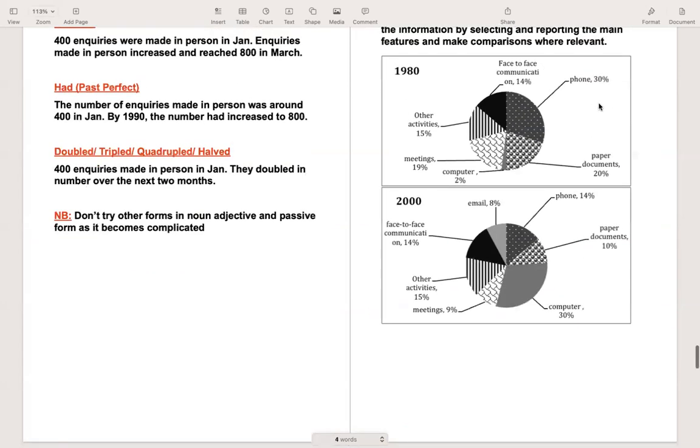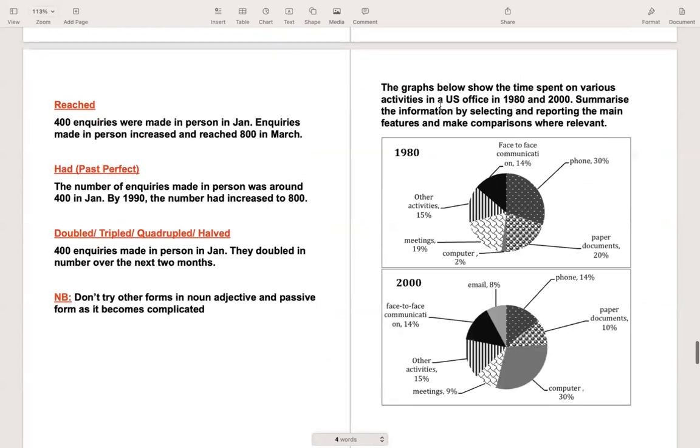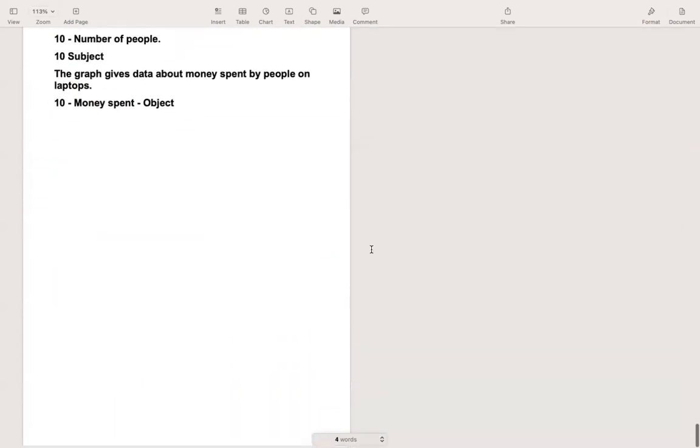For example, this will be the main thing. What is this? You look at the question. Time spent on various activities. The various activities are given here. So time spent on phone. That's it. So it'll be very easy. I'll show you another graph also. You'll be easily able to pick up.